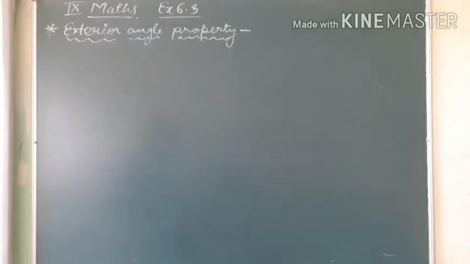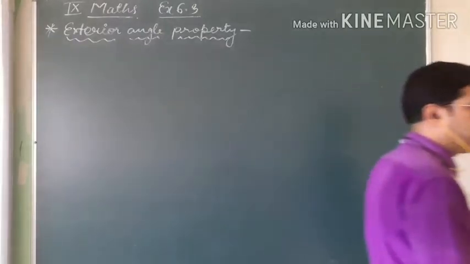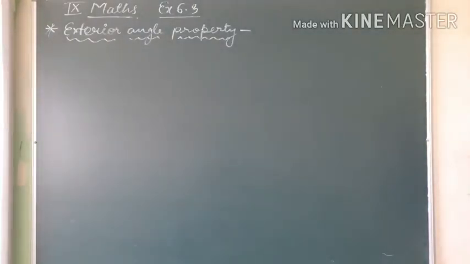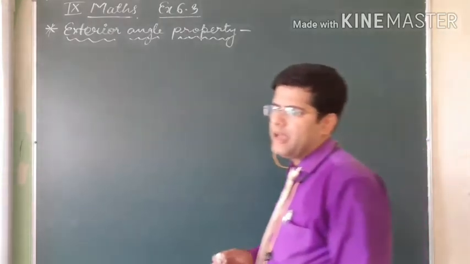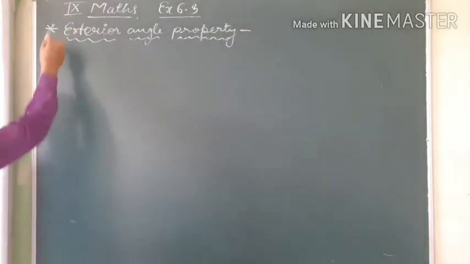Okay. Now here we are going to prove our next theorem, which is the exterior angle property. Now what is the exterior angle property? It's very simple. It's as simple as the angle sum property. So firstly we have to write the statement.